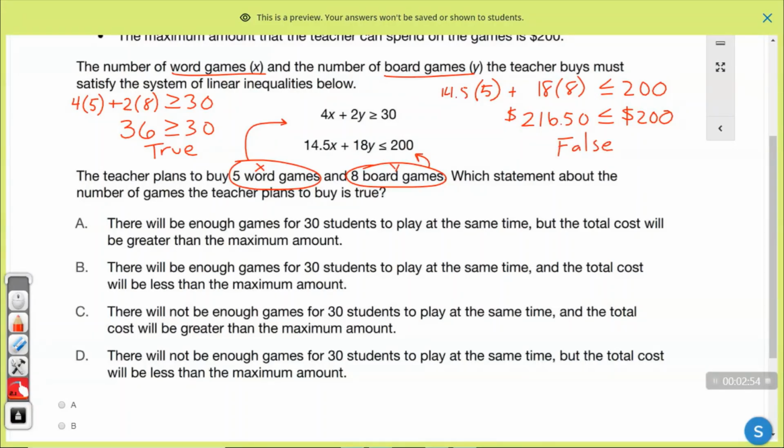Now that we know that information, all right, let's go ahead and let's see which of the following statements is true. Let's look at A. There will be enough board games for the 30 students to play at the same time, but the total cost will be greater than the maximum amount. Well, that's our answer right there.